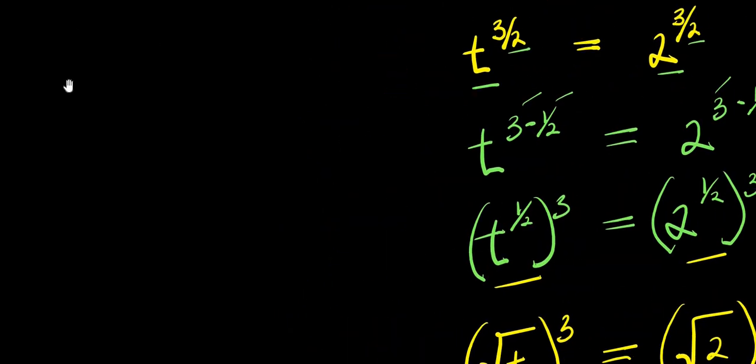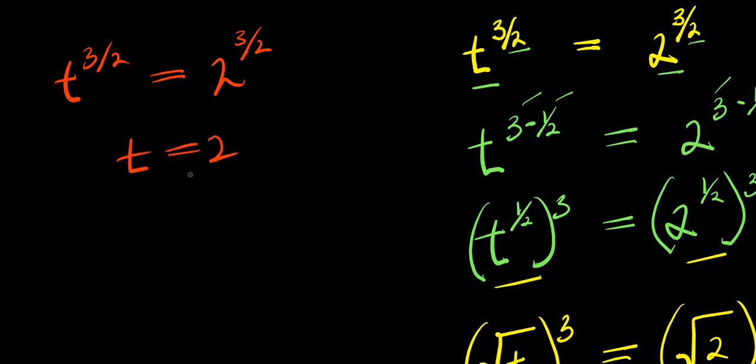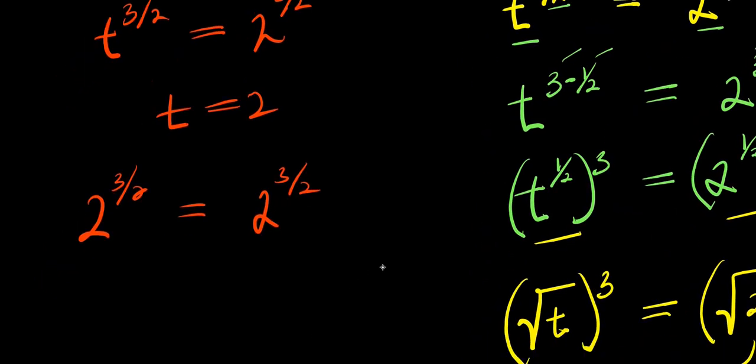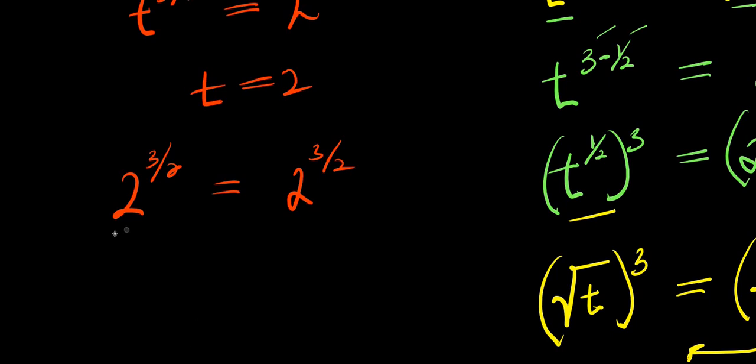Remember, you have t power 3 over 2 equals 2 power 3 over 2. And our t equals 2. So that means we are simply going to have 2 power 3 over 2 equals 2 power 3 over 2, right? So this side and this side are now the same, and that is it.